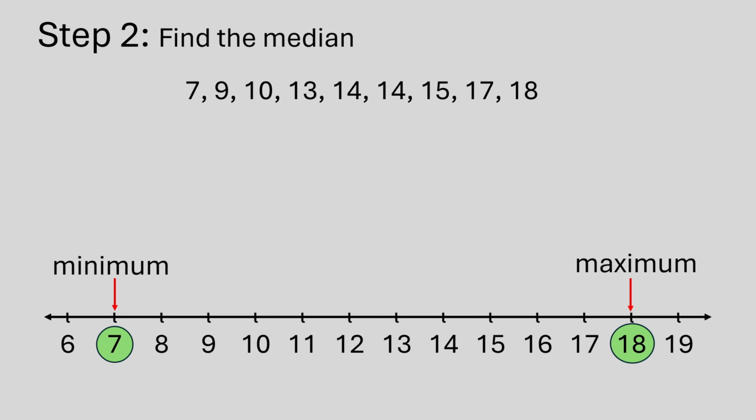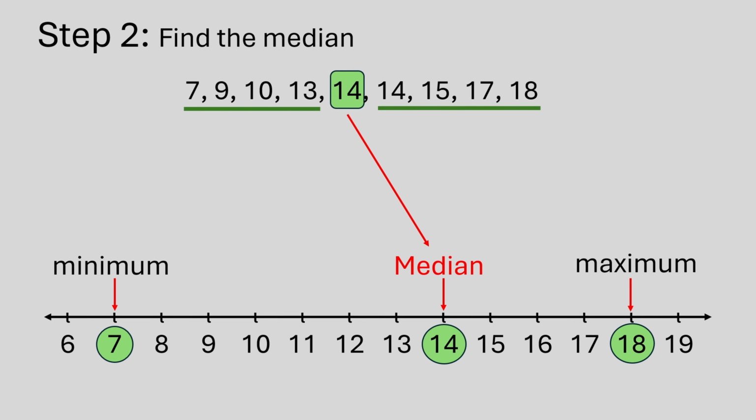Step 2. Find the median. There are 9 numbers, so the median is the fifth number in the ordered list. The fifth number is 14. On the number line, we mark 14 as the median.